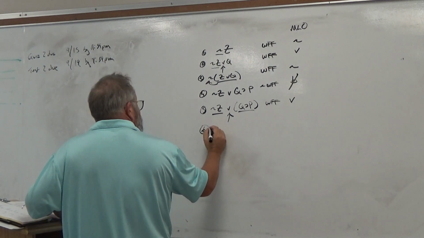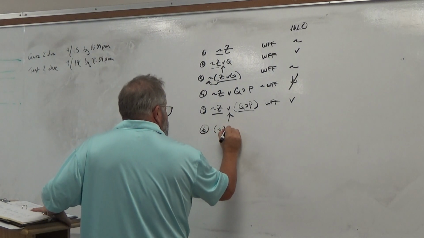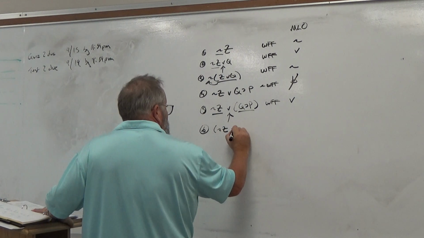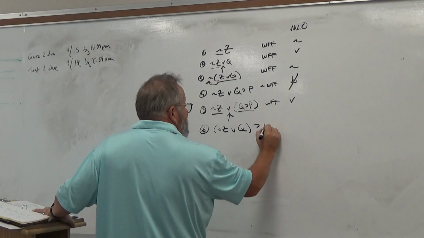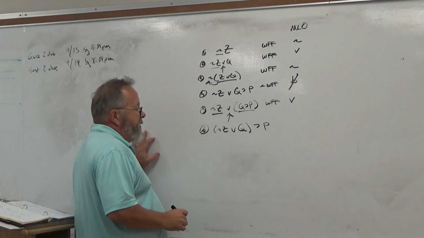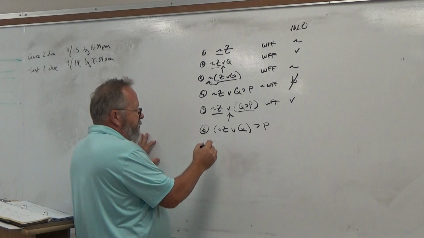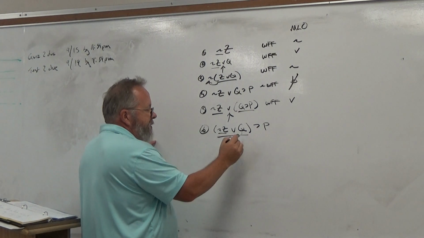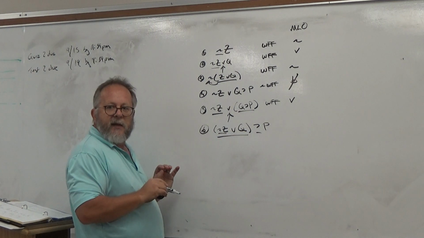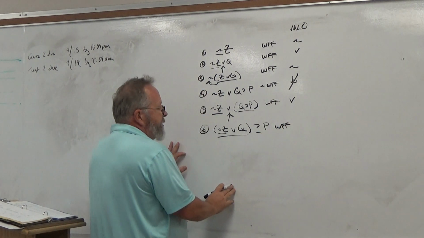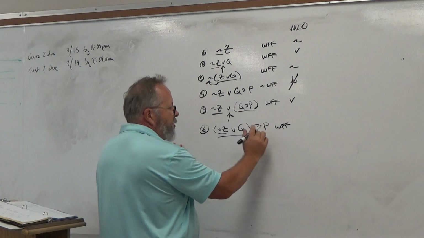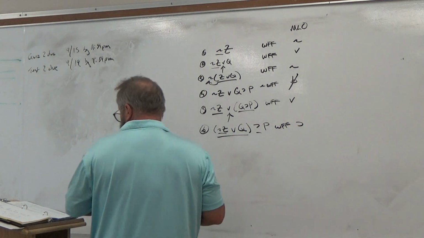6 is not Z or Q, then P. Do we know the order of operations? Well, yeah, we do the not Z, then we would do inside the brackets, and then we would do that. So it is a well-formed formula. The main logical operator is the last one we perform, so conditional. Okay.